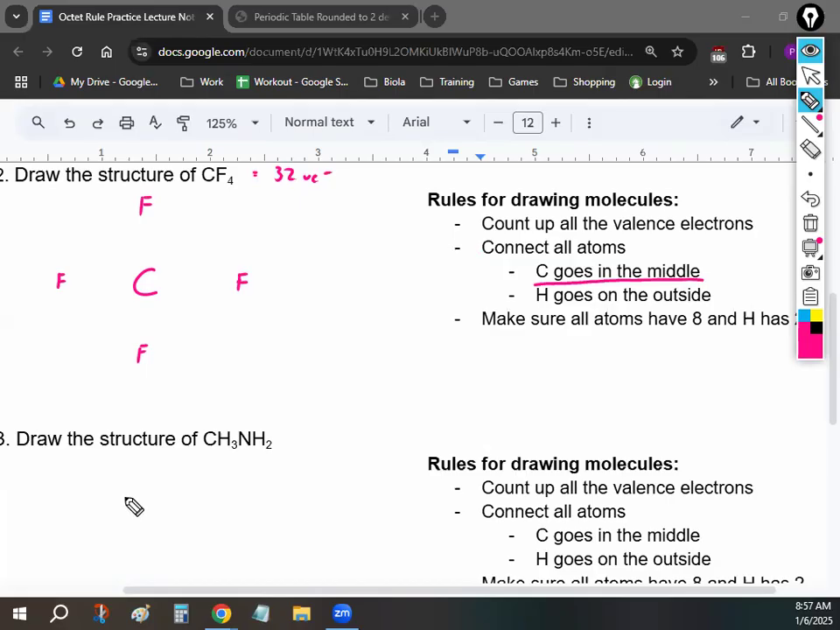Okay. All right, now we got to connect them together. So this F is going to connect to carbon. This F is going to connect to carbon. This one as well. So everybody gets connected to carbon.